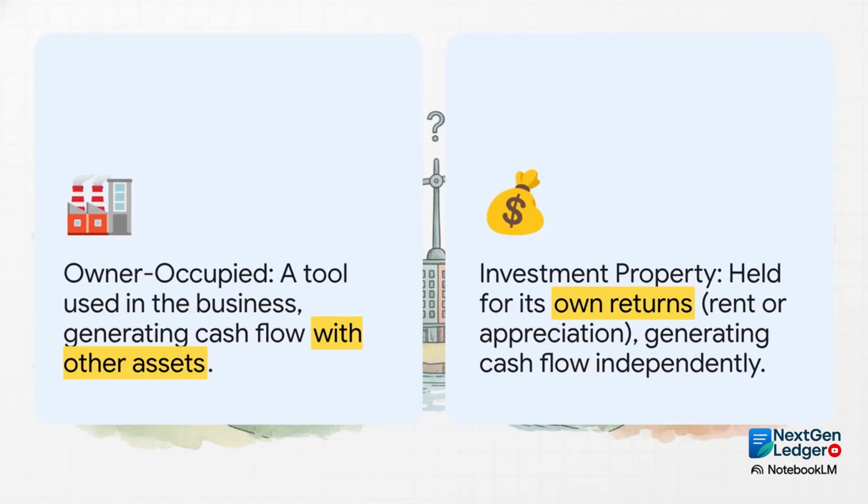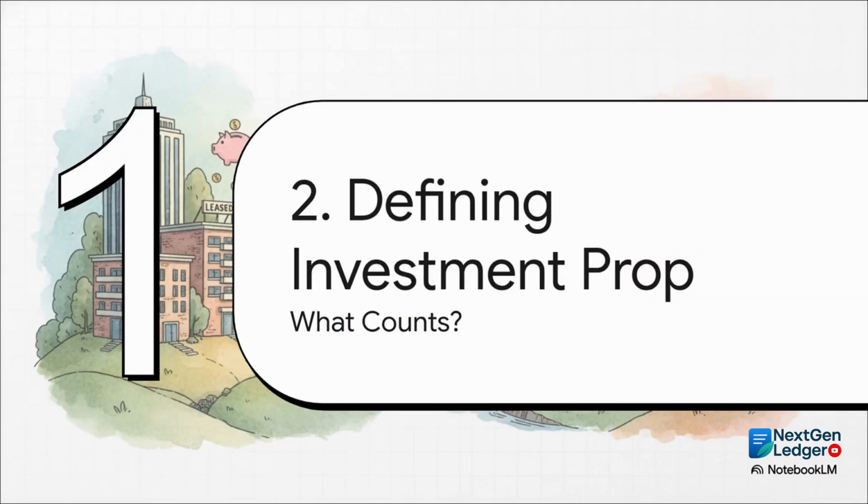And here's where we get to the core of it. The standard basically says it all comes down to one thing: purpose. Why do you own it? An owner-occupied property, that's a tool. It's part of the machinery of your business, generating cash flow along with everything else. But an investment property, that's a whole different beast. It's designed to generate its own cash flow all by itself, either through rent or by just going up in value. It's an investment, not a tool. So the solution to this puzzle is to give these properties their own special category. And that brings us right to our next point, actually defining investment property.